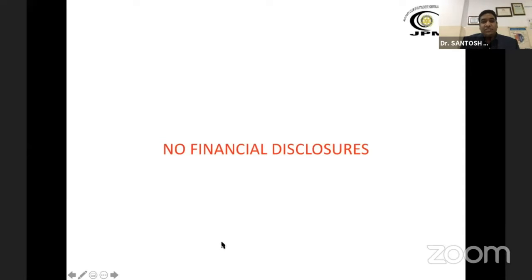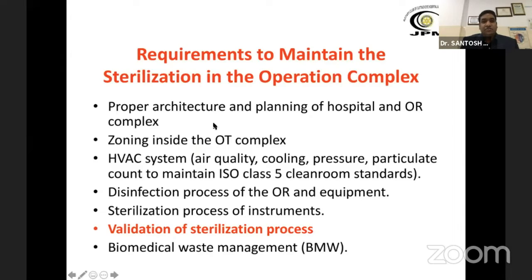I have no financial disclosure. As you can see in the list of the things already, OT complex design is covered. Disinfection process in OR and equipments covered by Dr. Patnaik, and sterilization process is also covered. I'm coming to the validation of sterilization.